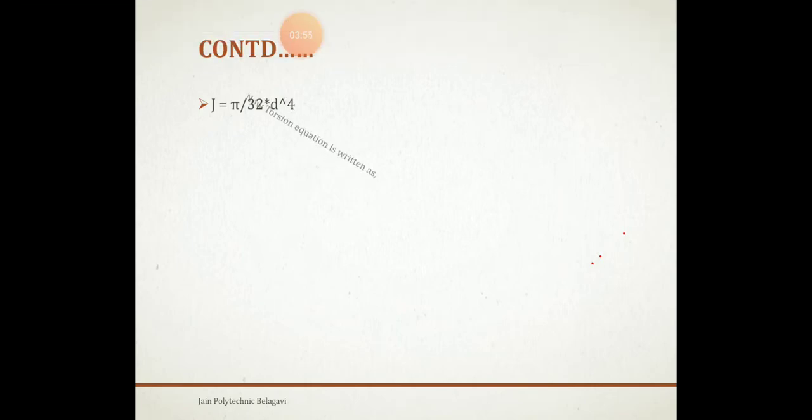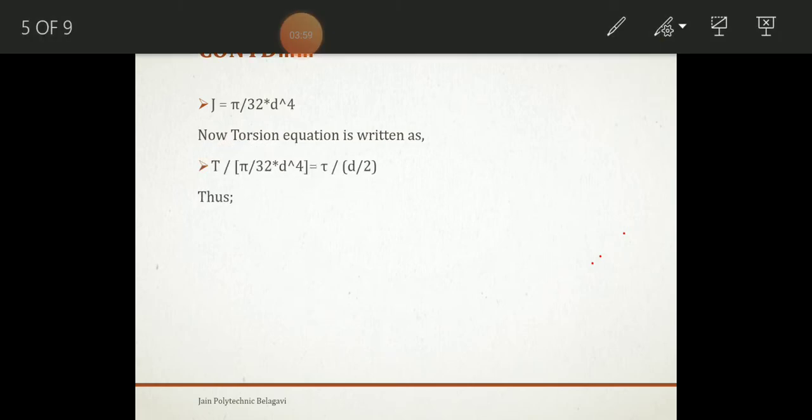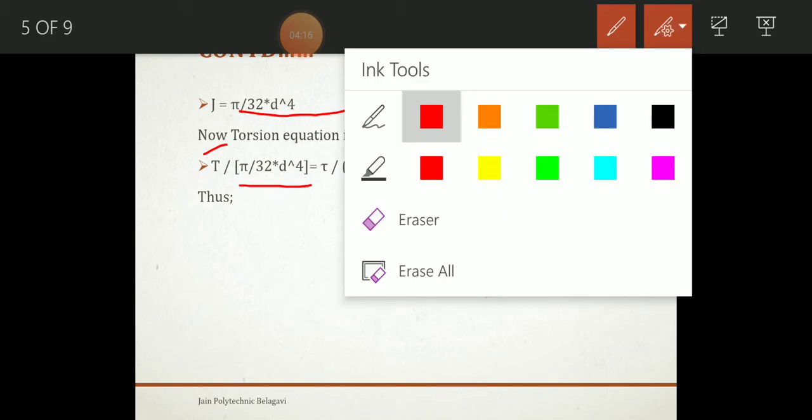So what do we get? See here. I kept T as it is, and I substituted the value of J here, that is T by J equal to tau divided by R. R I have written as d by 2, because we know that radius is half the diameter. Correct? Next.